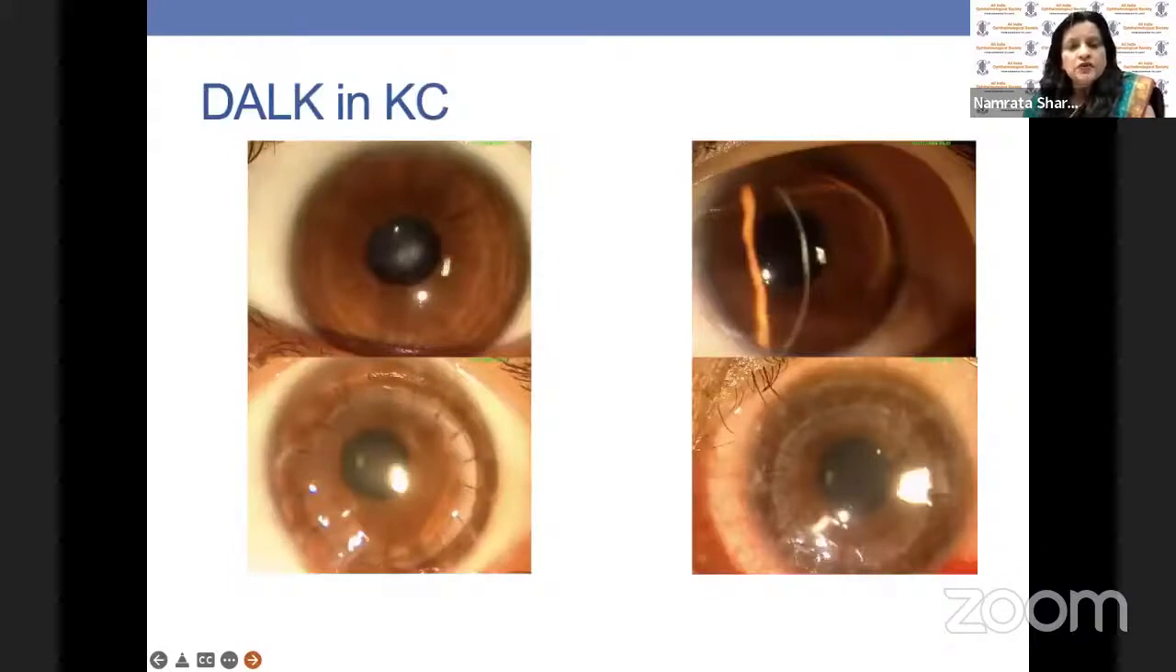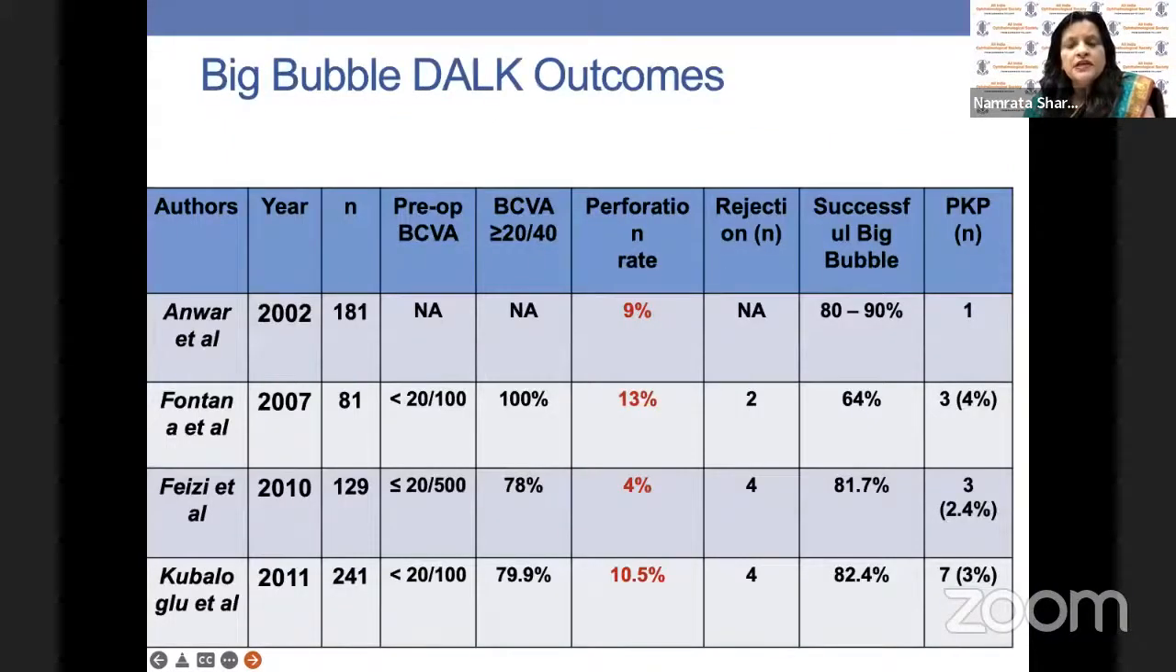Just to show cases of DALK in cases of keratoconus, the results are pretty good with a perforation rate of 4 to about 13%, and successful big bubble is obtained in almost more than 80% of the cases.